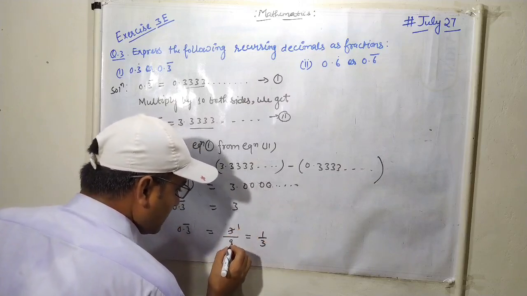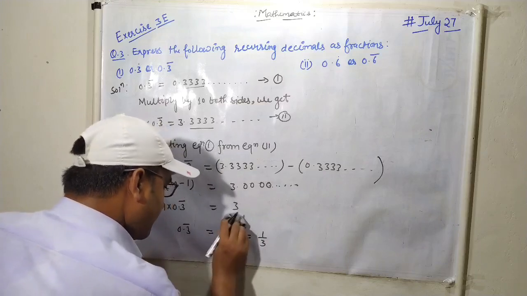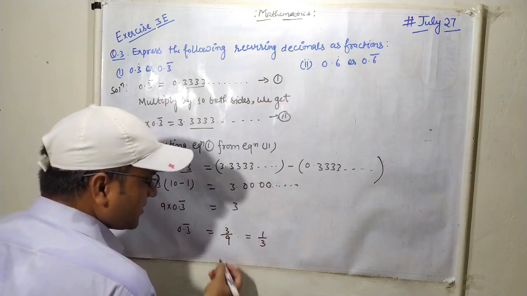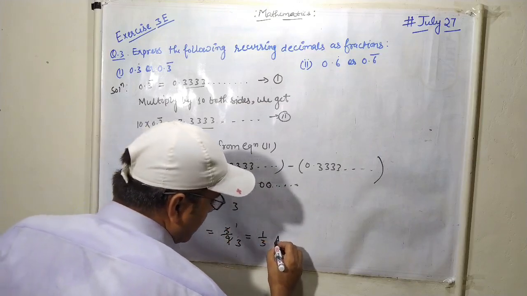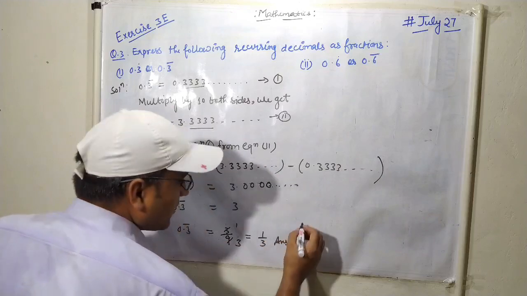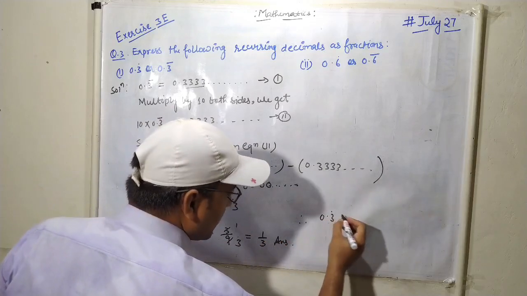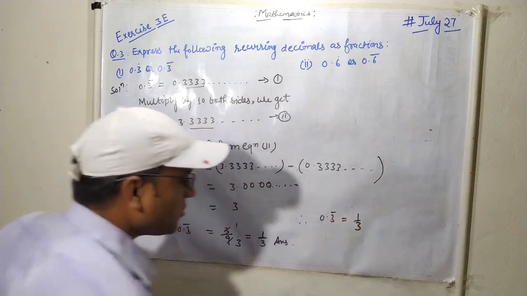3 ones are 3, 3 threes are 9. So this is your answer, or you will write: hence 0.3 bar is equal to 1 upon 3. This is your answer.